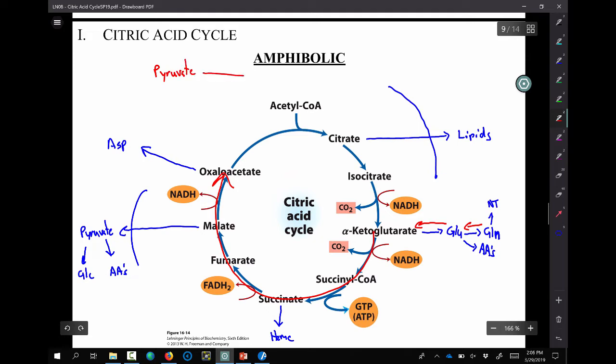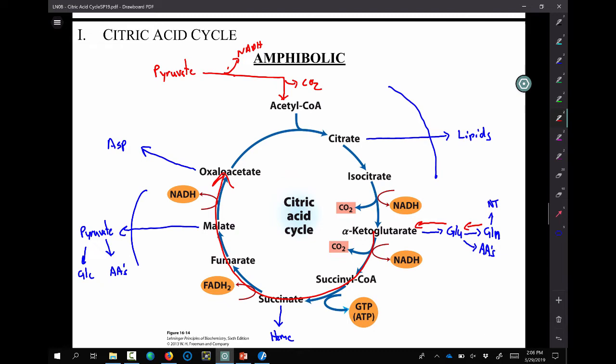Pyruvate can become acetyl-CoA. Of course, that takes some CO2, or that will break off a CO2. It'll make some NADH in the process. And the enzyme that we looked at that will do that is PDC, or the pyruvate dehydrogenase complex. Okay, so that's not what we would consider anaplerotic, but we've looked at that.